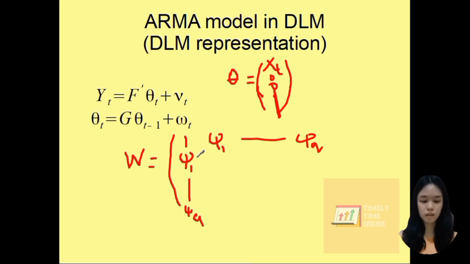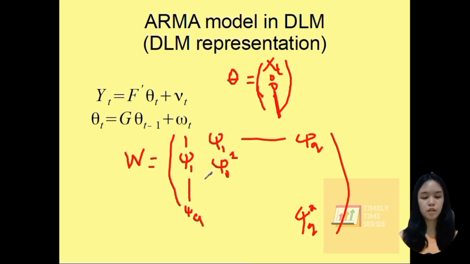And then for the diagonal, you have psi r squared, with r going from 1 until q. So in row 2, column 2, we have psi 1 squared. And in the last row and last column, we have psi q squared.